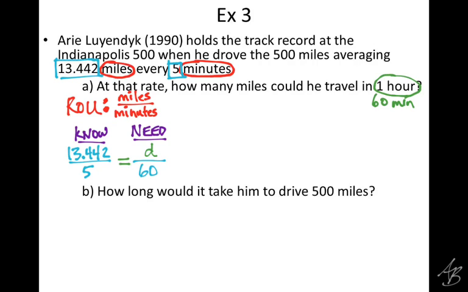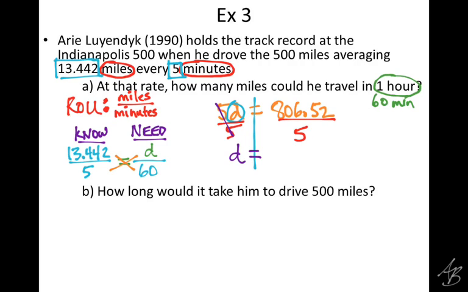All right, we'll set those equal to each other and then solve by cross multiplying. We get 5D equals, I'm going to need some help from a calculator here, 13.442 times 60, 806.52. Then to solve, we circle the variable, draw the line, divide by 5. The 5's cancel, and we get D equals, or M.